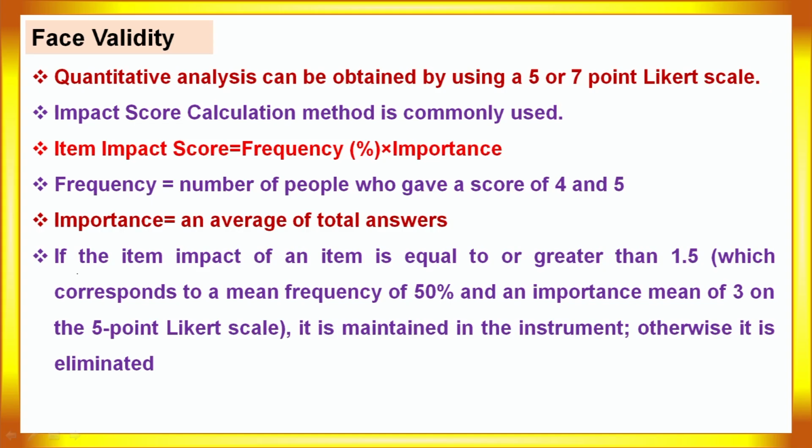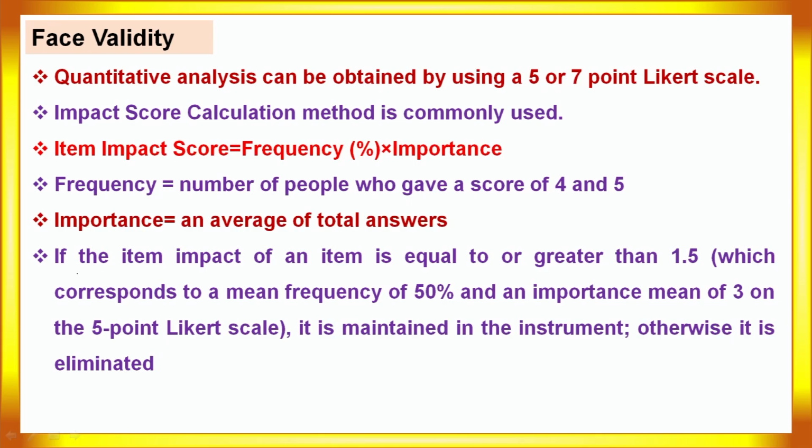One particular statement may be: the farm bill will ensure that farmers' income is doubled within 2 years. So, how much do you agree with this statement on a 5-point or 7-point scale, starting from strongly disagree to strongly agree? So, it uses an ordinal continuum. Now, for the calculation of face validity, we generally use the item impact score. The formula of the item impact score is very simple. It is the frequency into the importance.